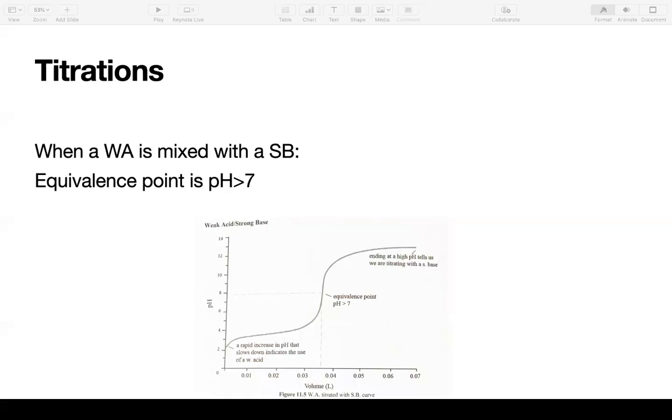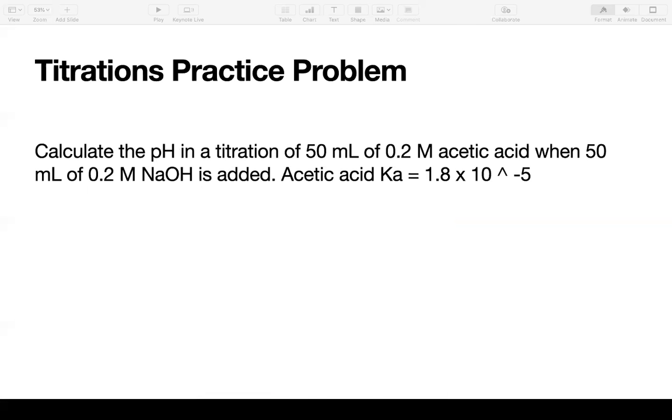And then now we have a weak acid paired with a strong base. We kind of use the same logic. If we have a strong base, it'll be a little bit more on the basic side. So a pH of greater than 7. And yeah, so we could do some more math to kind of prove our point there. So we have: calculate the pH of a titration of 50 milliliters of acetic acid, and you can see the concentration there, when 50 milliliters of 0.2 molar NaOH is added. And then it gives us our Ka for acetic acid.